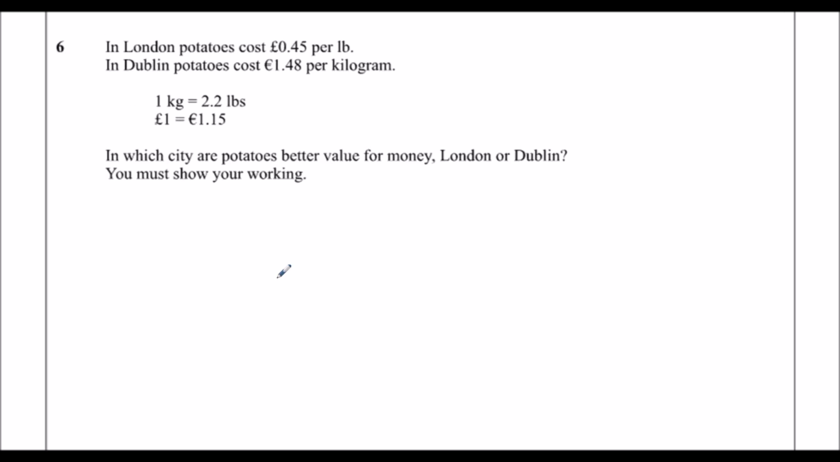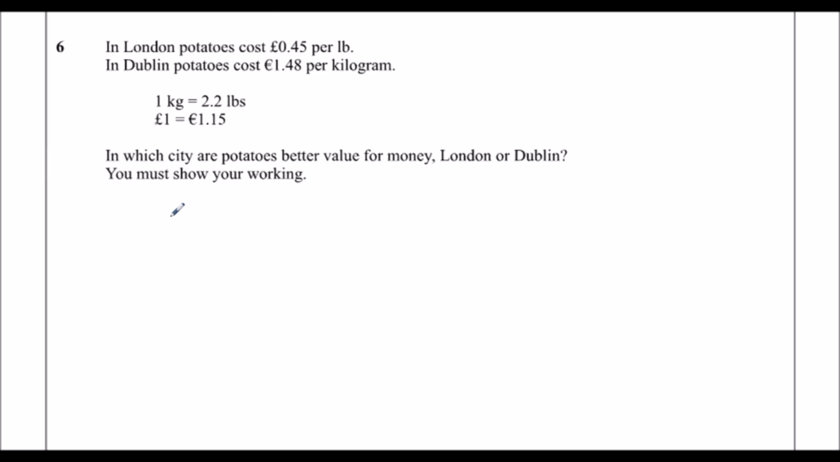Question 6. In London, potatoes cost 45p per pound. In Dublin, potatoes cost €1.48 per kilogram. And we're told 1 kilogram is 2.2 pounds. And 1 pound is €1.15. In which city are potatoes better value for money? London or Dublin? You must show your working. So we need to make these the same so we can compare them.